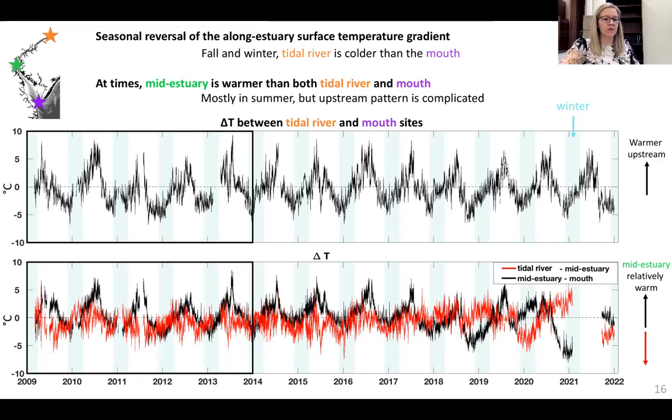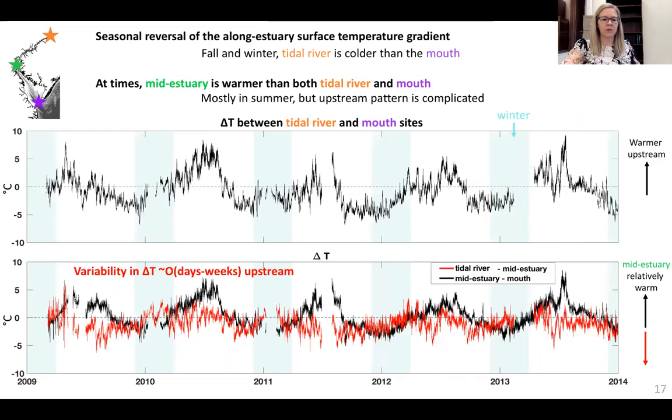Okay, so if we zoom in on just 5 years and we blow that data up, you can see the variability in this red signal a little bit better at this scale. And you can see that the variability in the upstream temperature difference, so that's again the temperature difference between the tidal river and the mid-estuary, is on the order of days to weeks. And the drivers of this variability is one of the focuses of our ongoing research.